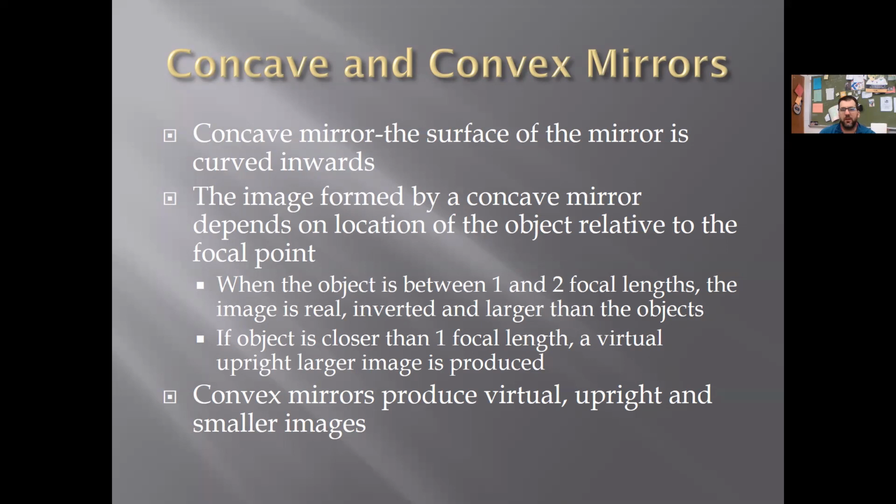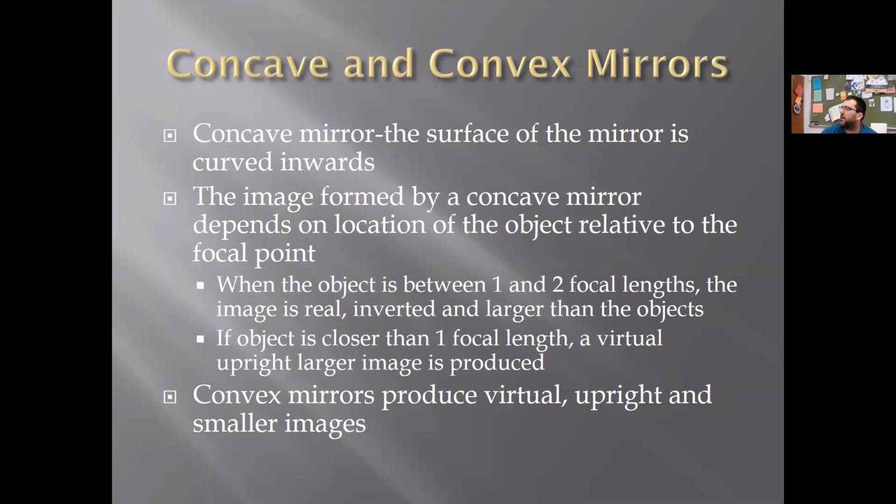A convex mirror produces a virtual upright image. Remember, virtual comes from behind. Virtual is where the light rays do not actually cross, but if you project them backwards, they would cross. A real image is where the rays actually do cross at a point. So a convex mirror produces a virtual, upright, and smaller image.